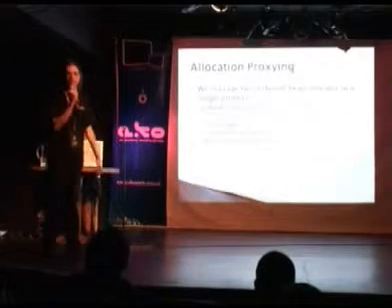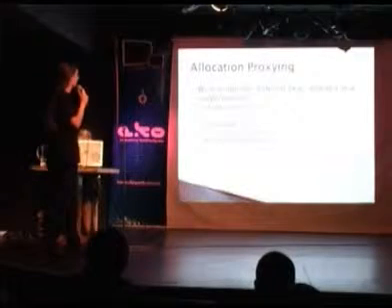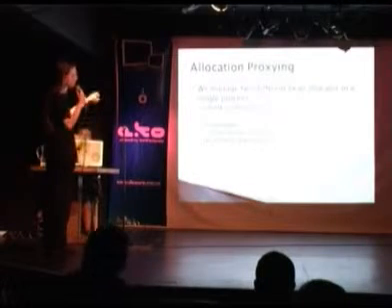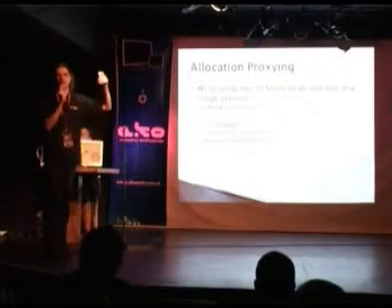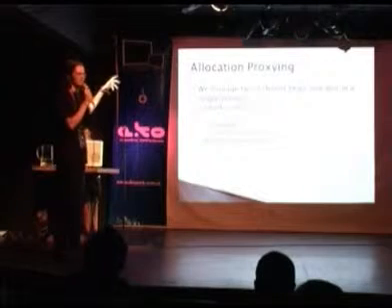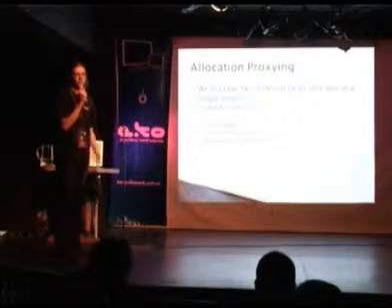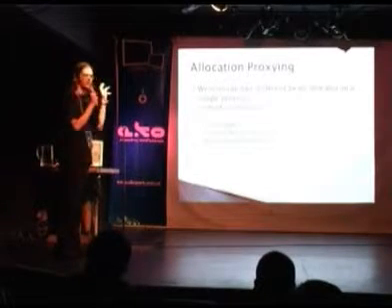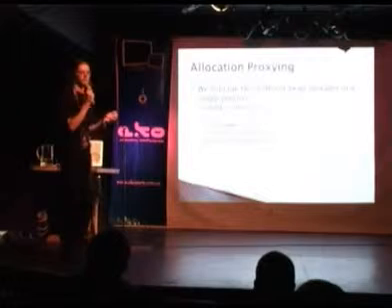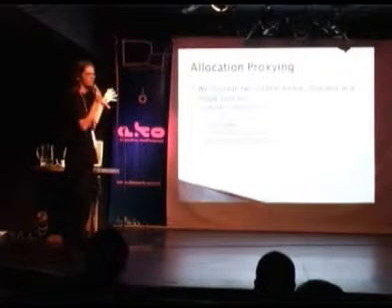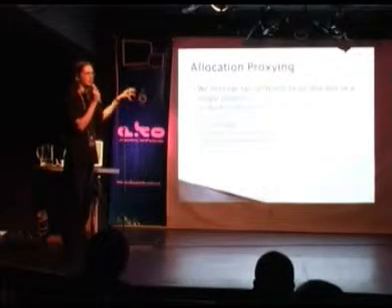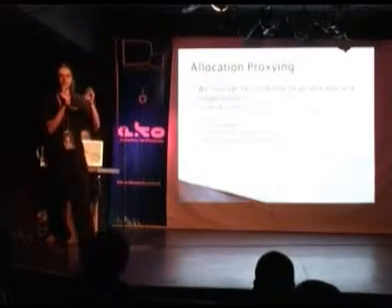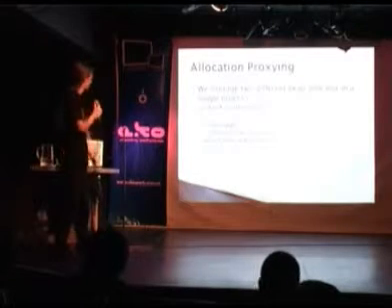So, allocation proxying. Here is some pseudo code showing how it works. Basically, when malloc or any other kind of allocation function is called from inside the process, we check where the request is coming from. If it's from the debugger, we return a pointer from our heap. Otherwise, we return a pointer from the original heap of the process.